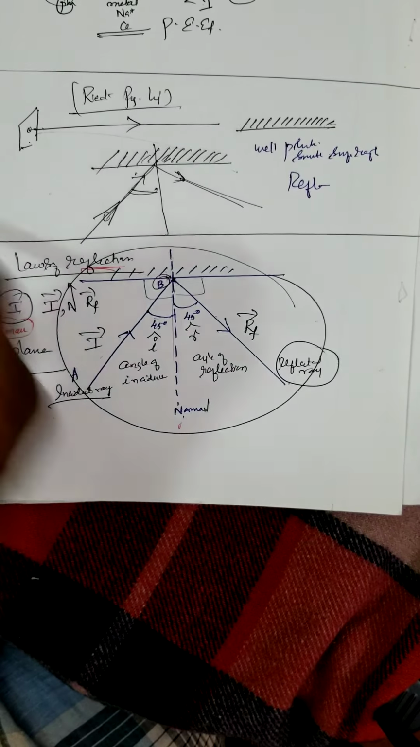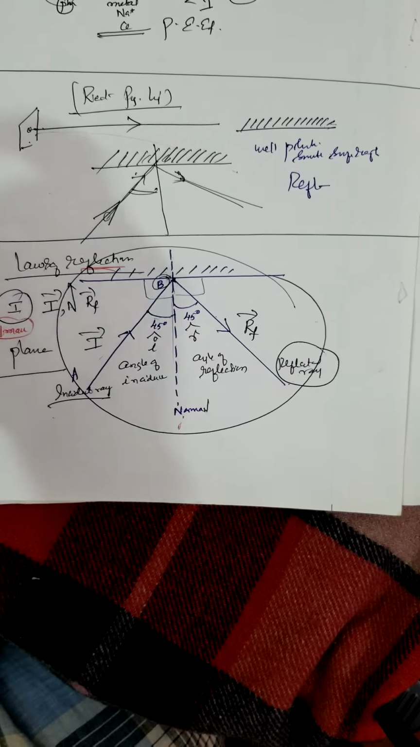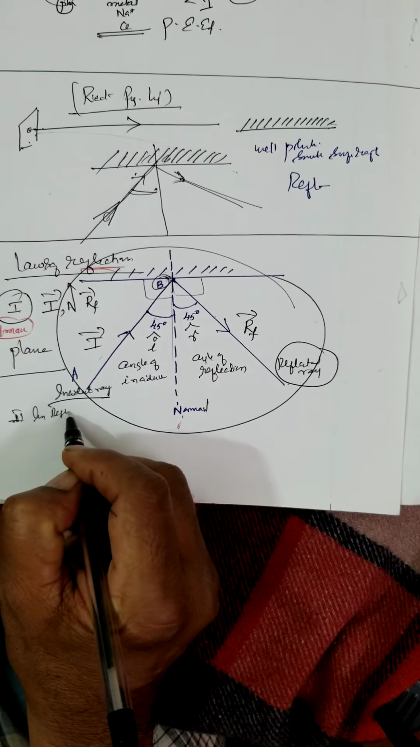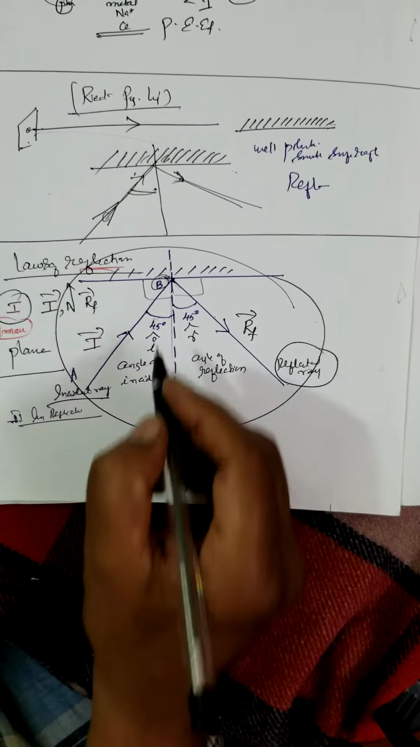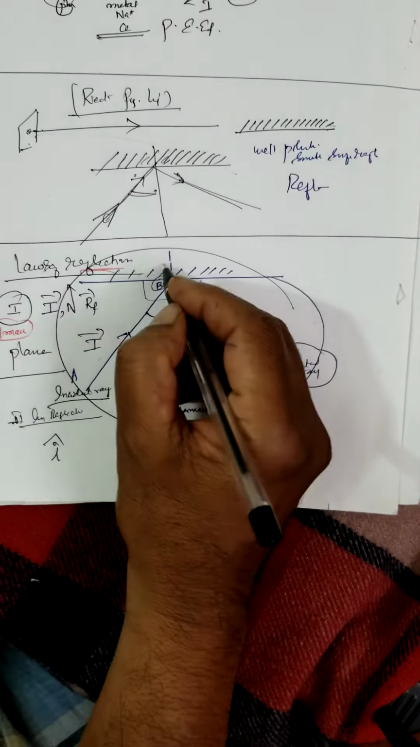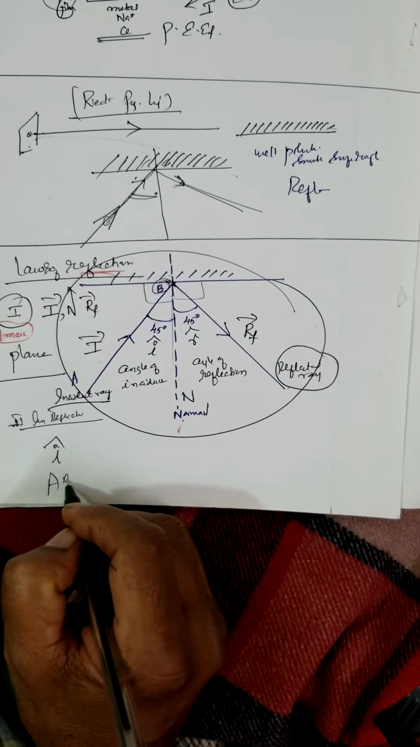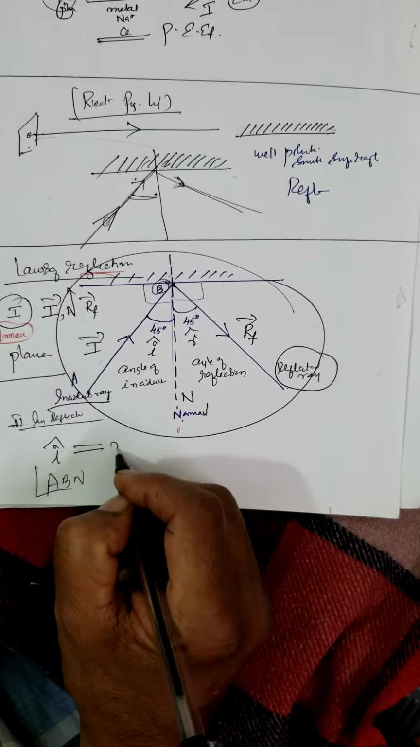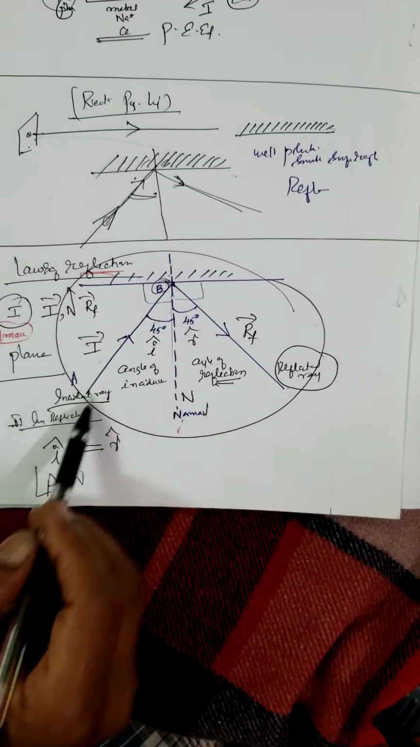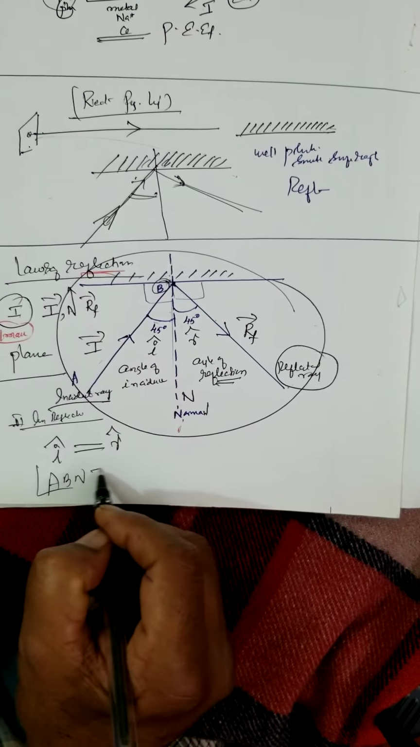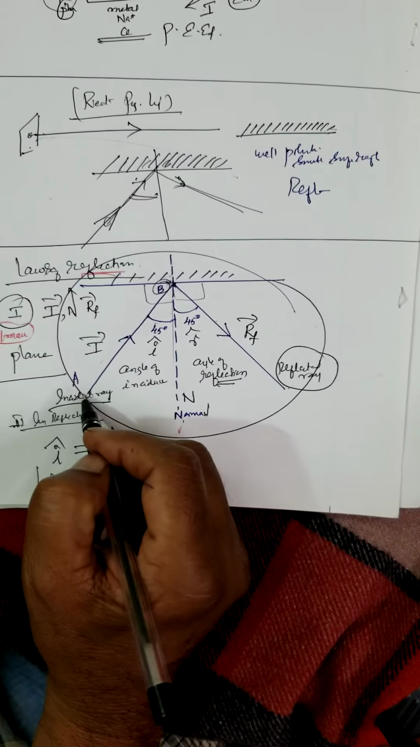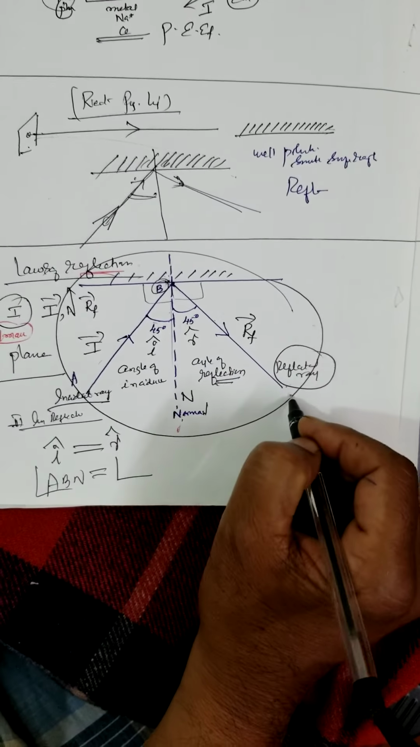Next, what is the second law of reflection? The angle of incidence, this is ABN, is equal to the angle of reflection. The angle of incidence is equal to the angle of reflection. What is the angle of reflection? That is CBN.